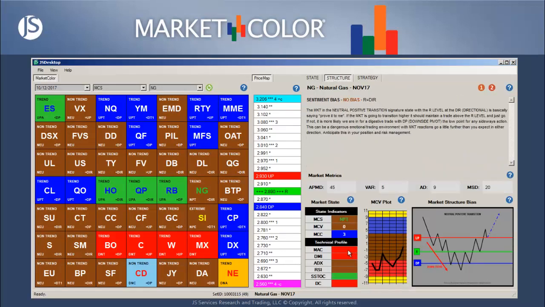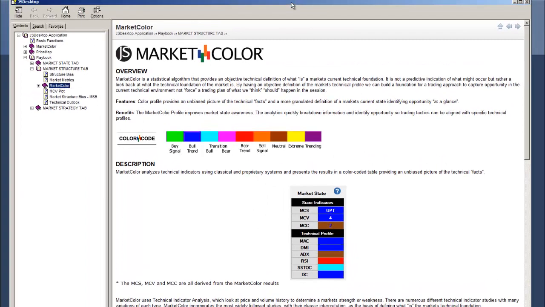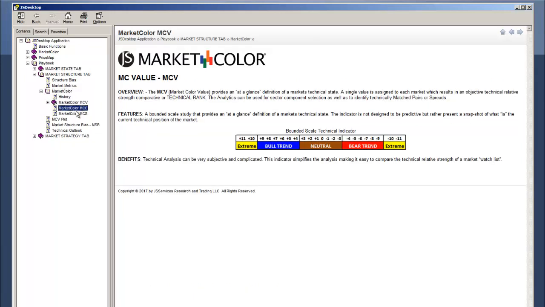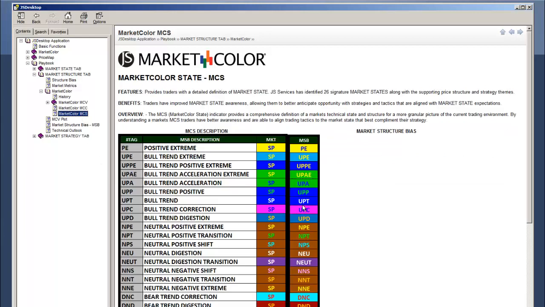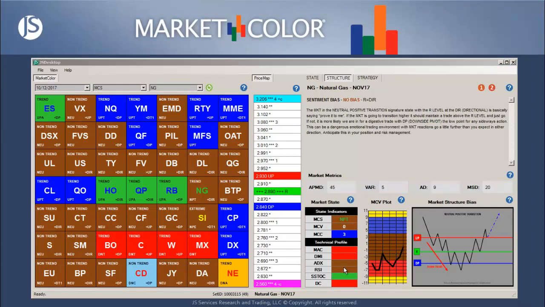You can find this information under the Structure tab, and if you want to learn more about MarketColor, you can click on the Help tab and go through all the different MarketColor features. It talks about the MC value change, and all of the different MarketColor states. It also explains the MC value plot, and you can use this color profile and the MC value plot to get additional insight into what is happening in this market. What are the technical guts? What are the little nuances, the little differences?